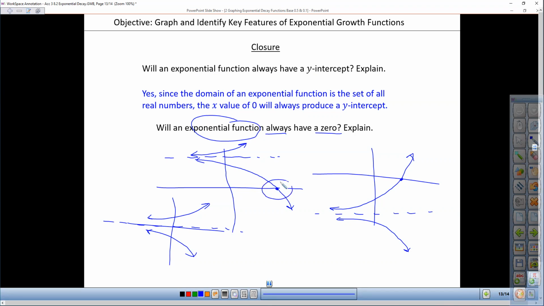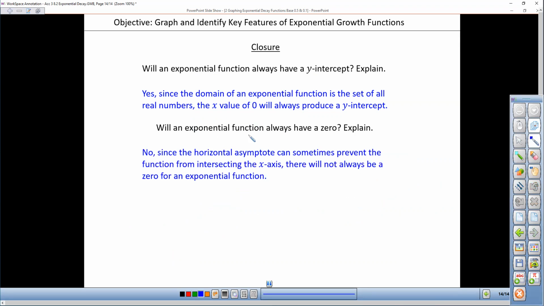But there are a couple of situations in which you can have a 0. So we would say, will an exponential function always have a 0? No, it won't always have a 0, but it can because the horizontal asymptote can sometimes prevent the function from intersecting the x-axis. So there will sometimes be a 0, but not always.